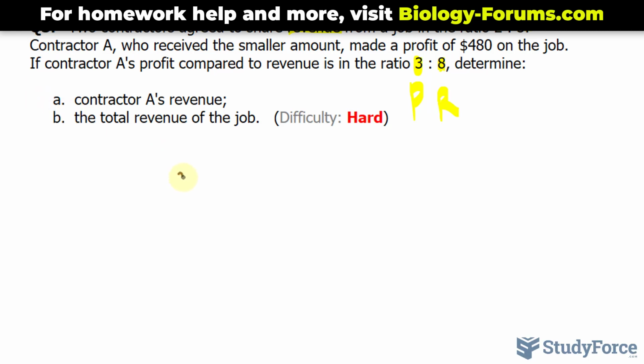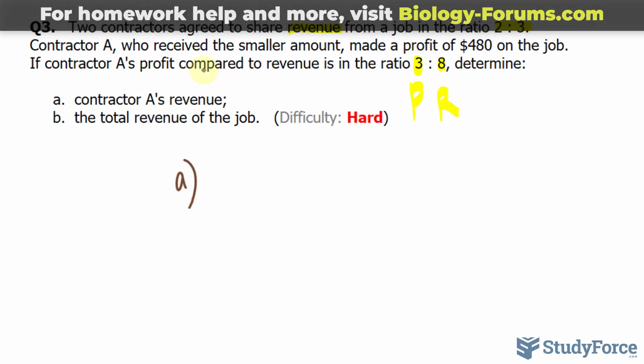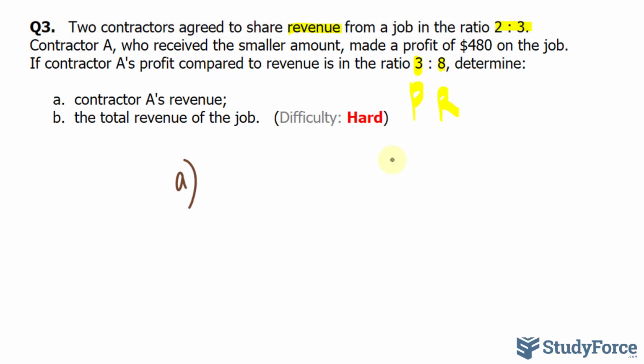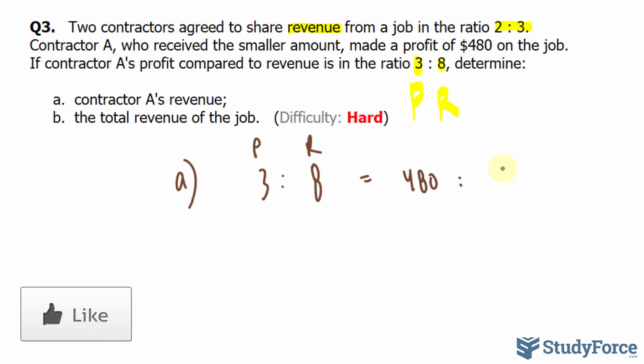Let's start with A. So we're told the ratio for profit to revenue for contractor A, it's 3 to 8. So this represents profit, that represents revenue. We're told this profit is 480, and remember the difference between profit and revenue. Profit is what you end up with at the very end, whereas revenue represents the amount that you make in total before the expenses. So we have 480 to, we don't know the revenue, so we'll call that X.